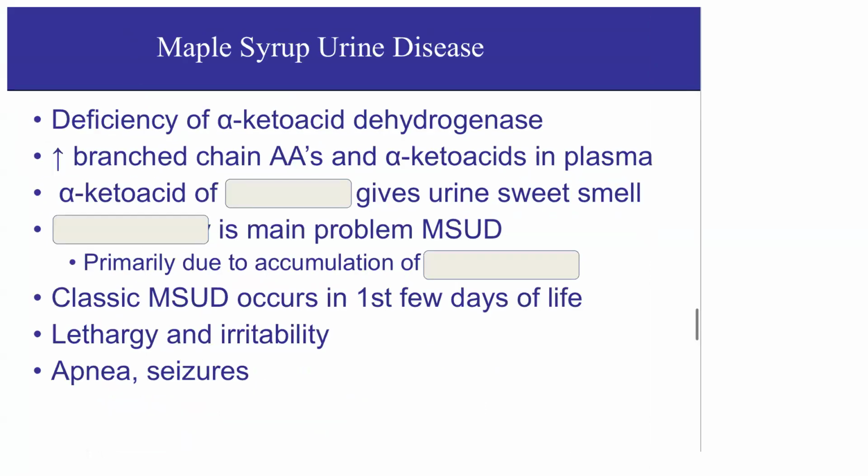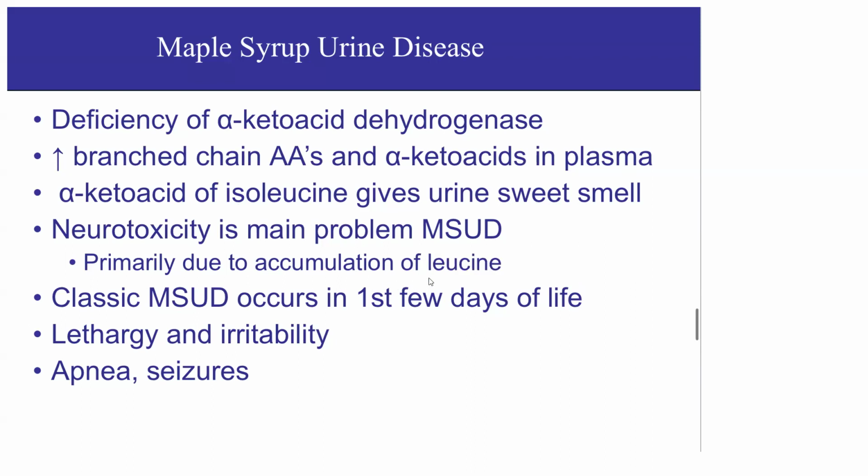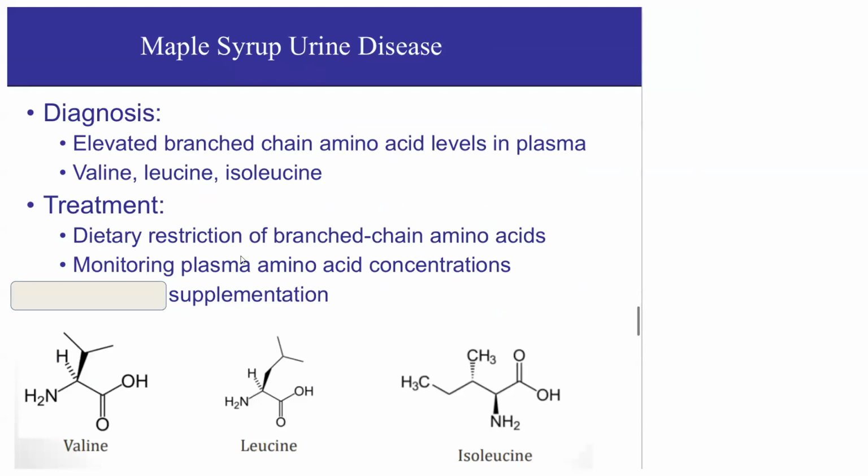Okay. So what is the substance, or what is the keto acid? The keto acid of which amino acid gives the sweet smell? It's isoleucine. And you can remember this because of sweet and smell SS, and there's also an S here, so it kind of might help. And what is the main problem in maple syrup urine disease? It's neurotoxicity. And again, it's mainly due to accumulation of which amino acid? Leucine. Okay. And one of the ways you could treat is by supplementing what? Which vitamin? B1 or thiamine.